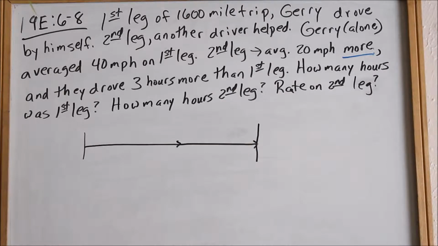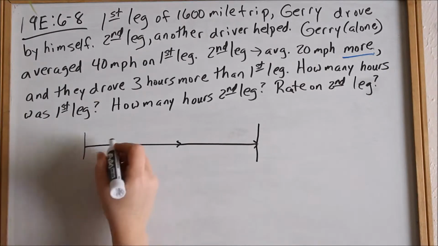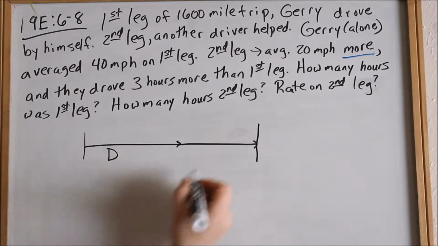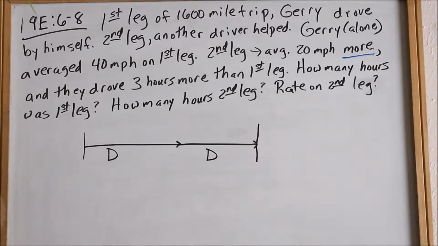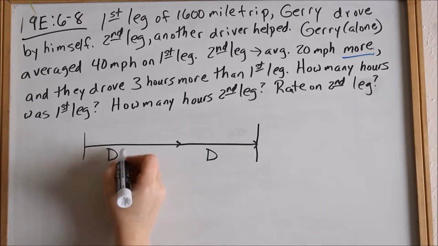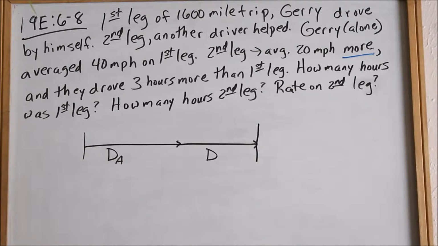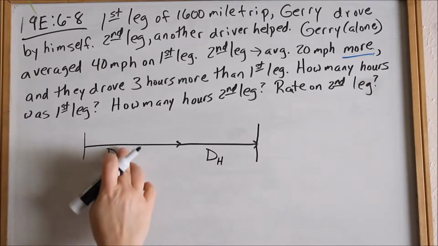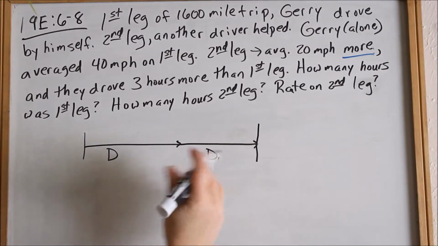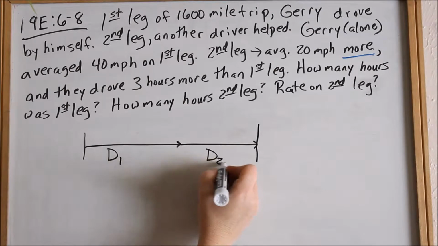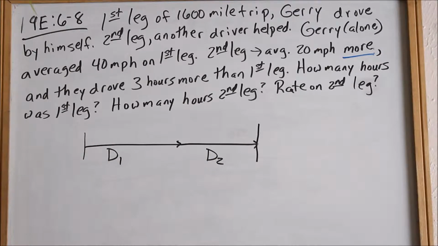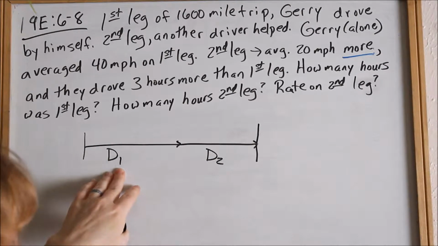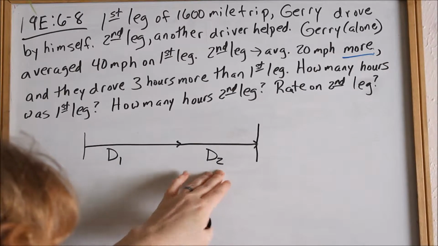Alright, so here, we need to use some sort of subscripts to distinguish these two things. So how about if we just use alone? That's when he drove alone. And then how about H for help, when he had help? Or actually, I think I like the first leg, second leg. So we'll just do D1 and D2. So this was the first leg where he drove alone. This was the second leg where he had help.